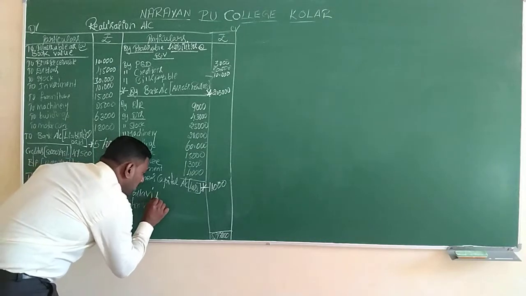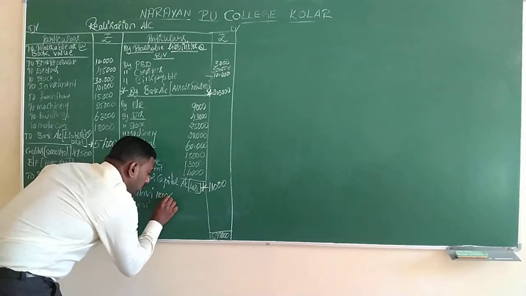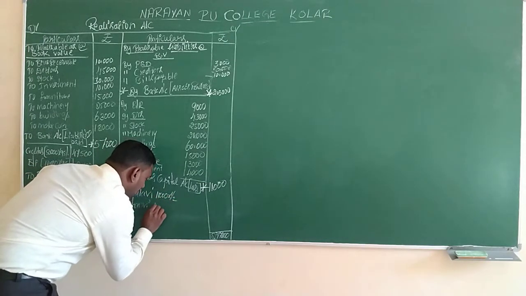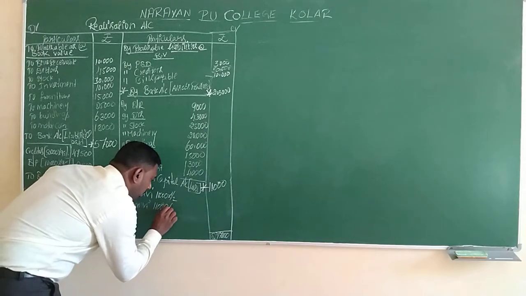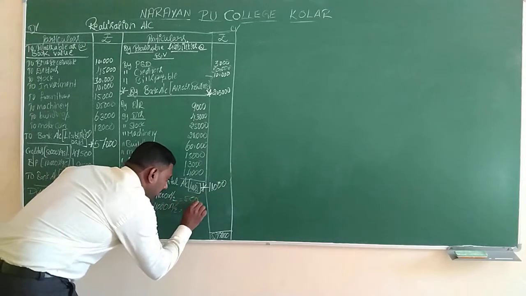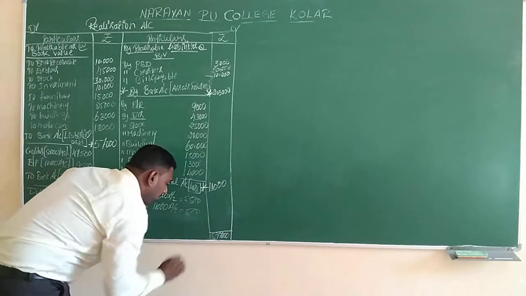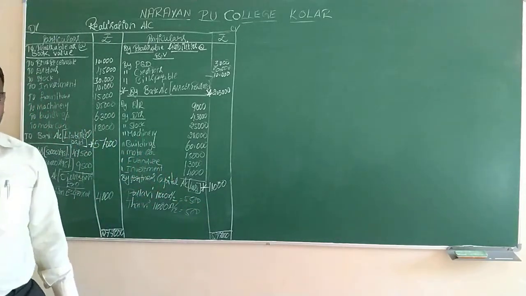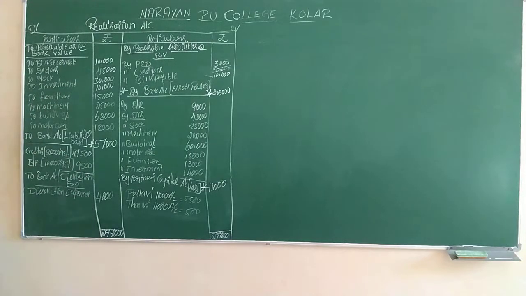So what is the loss? 11,000 into 1 by 2. Therefore, 5,500, 5,500. So like this we have to prepare realization account under dissolution of partnership firm.